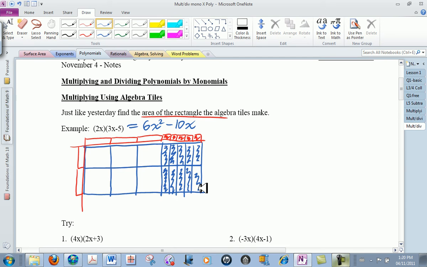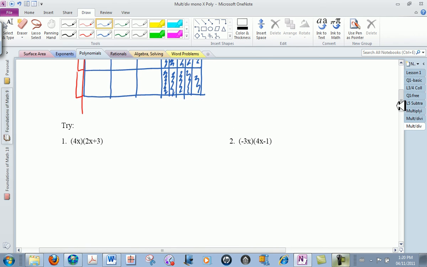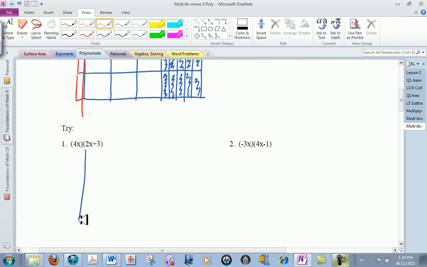Okay. Any questions? So let's try these ones, please. Okay. We have 4x times 2x plus 3. Let's put 4x. Do you want the 4x on the left or on the top? Okay, put it on the left. Does it matter? No. Good. Okay. 2x plus 3 on the top.